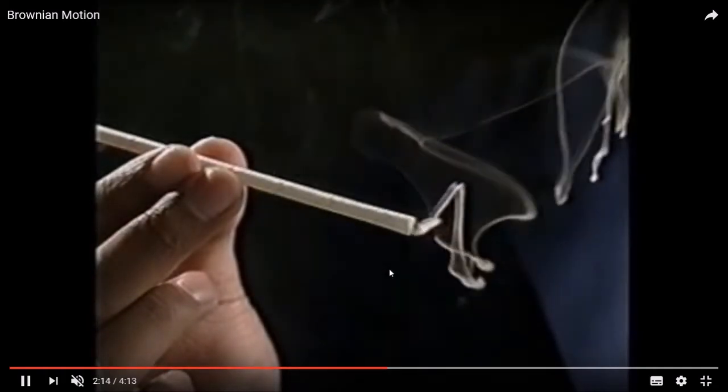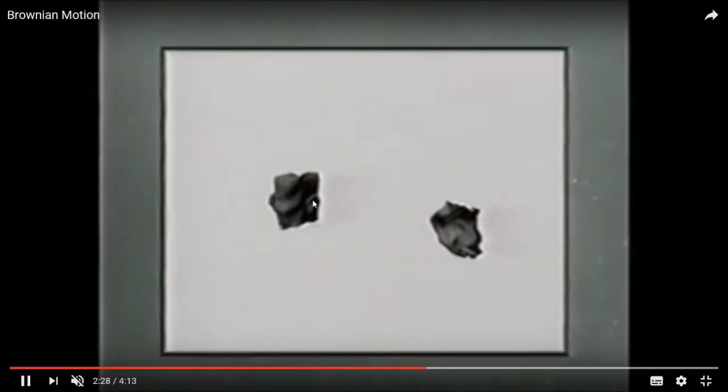So you ask yourself, well, how is it that a piece of smoke going in one direction can suddenly start moving in a slightly different direction? And it turns out that the explanation from this is that these little pieces of smoke are being hit by something. So here's our little piece of smoke.